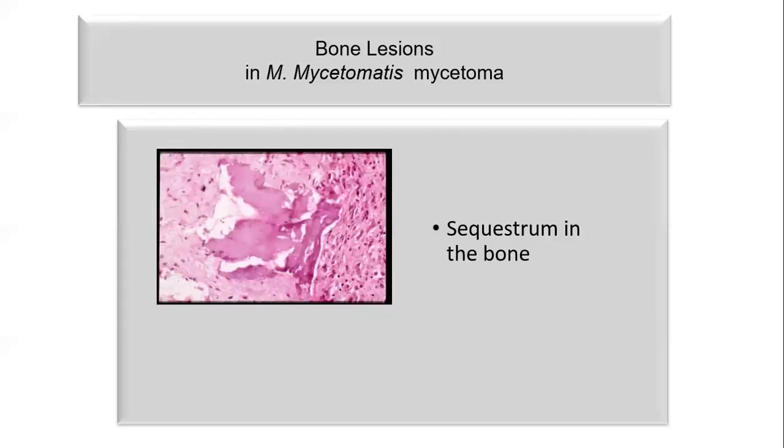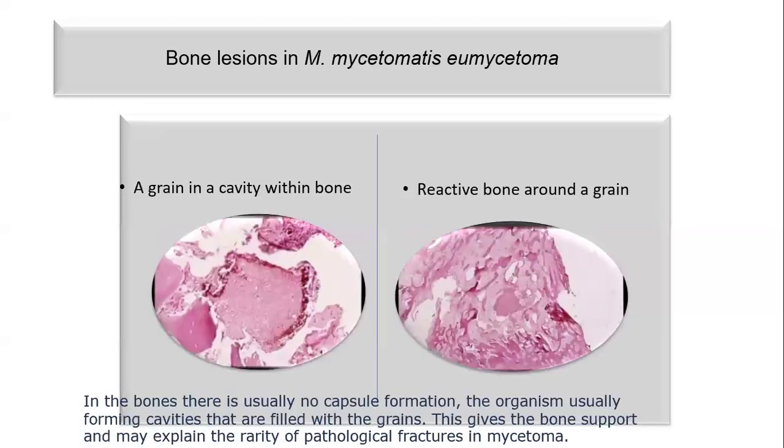What about the bone lesions? This is a bone sequestrum. This is a dead bone. How do we know that it's dead bone? It doesn't have nuclei and it just appears as this pink material. So this is a sequestrum or dead bone. This is a grain, actually. This on the left-hand side is a grain in a cavity within the bone. And this is reactive bone around the grain.